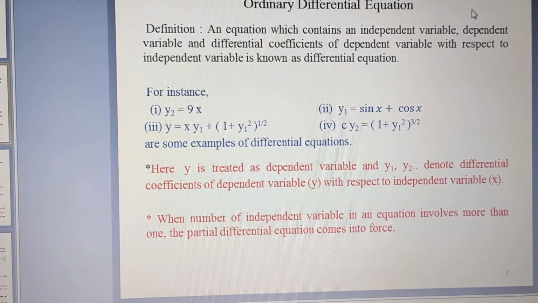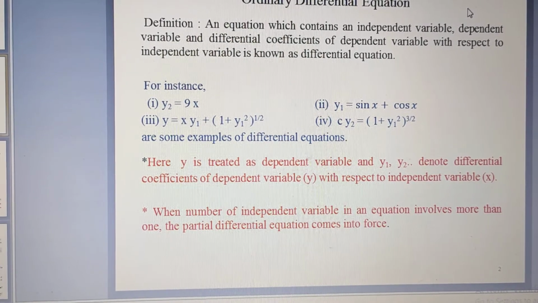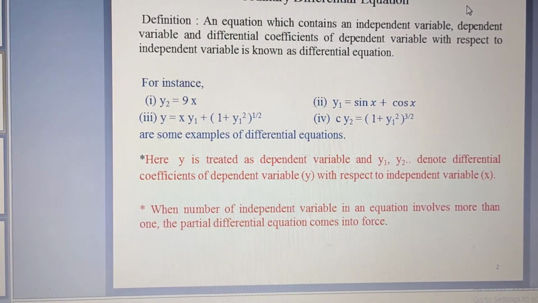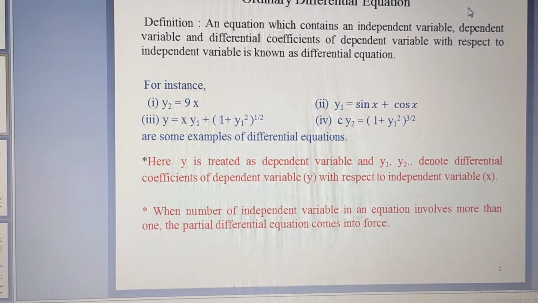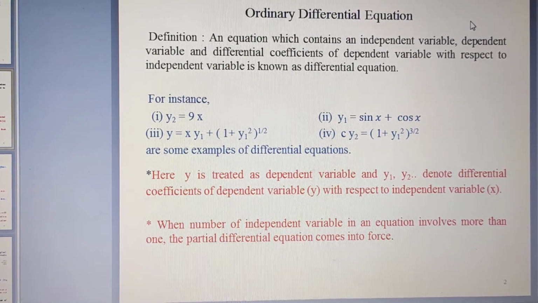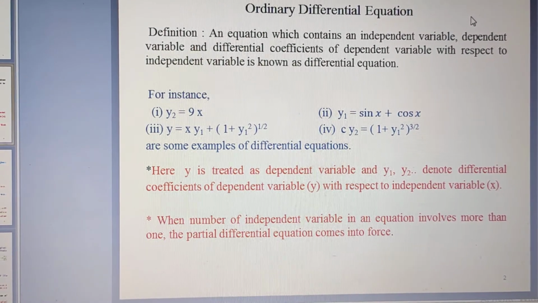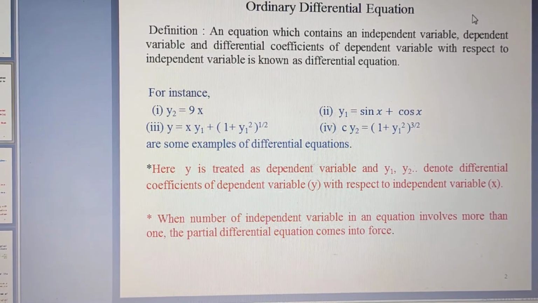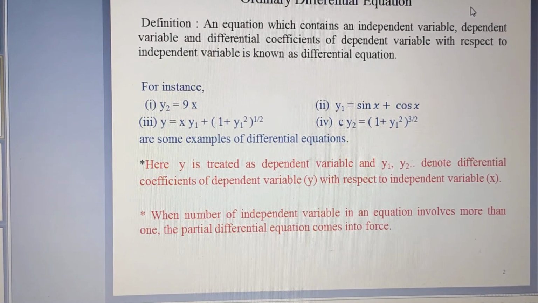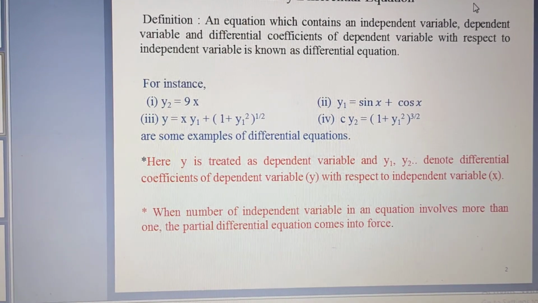Some examples are as under: y2 is equal to 9x, y1 is equal to sin x plus cos x, y is equal to xy1 plus square root of 1 plus y1 square, and another one is cy2 is equal to 1 plus y1 square raised to the power 3 by 2. In all four examples, we have assumed that y is a function of x, so y is treated as the dependent variable and x is the independent variable. Here y1, y2 and so on denote the differential coefficients of the dependent variable y with respect to the independent variable x.